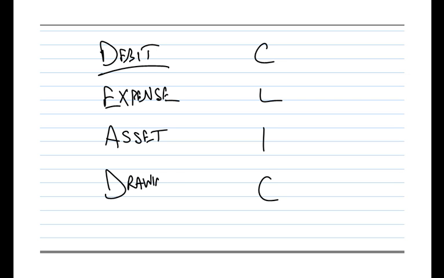And debits can also be used to show drawings. So if the sole trader who owns the business takes some money out, if they take some drawings, I would debit the drawings ledger account. So debits can represent expenses, assets, or drawings. Well, on the click side, this helps me remember what credits can represent. So a credit can be a liability. So if I was to borrow some money from the bank, and I therefore have a liability of that loan that I owe to the bank, I would credit the loan ledger account.